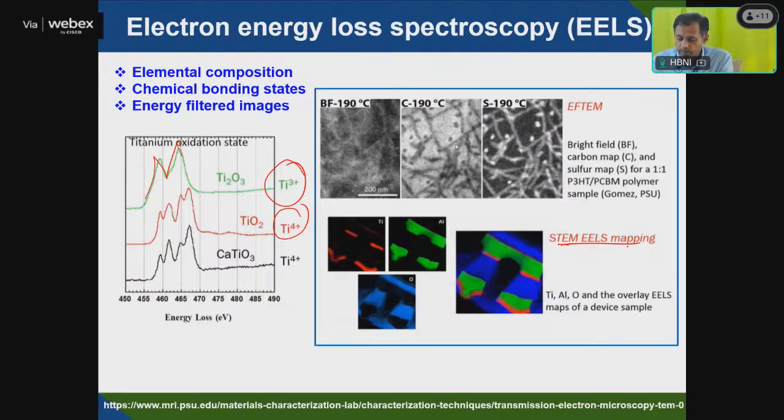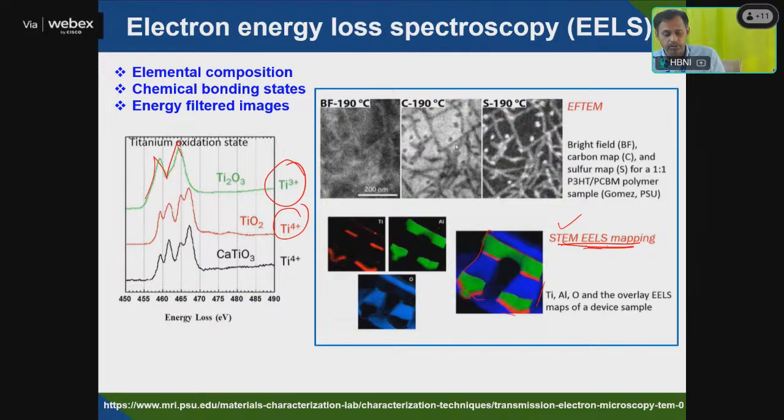You can also combine STEM with EELS. If you combine scanning TEM with EELS, you are able to get elemental analysis. You can see here you will get aluminum mapping, titanium mapping, and oxygen mapping. And you can combine them to see a circuit diagram that you can see by EELS spectra.